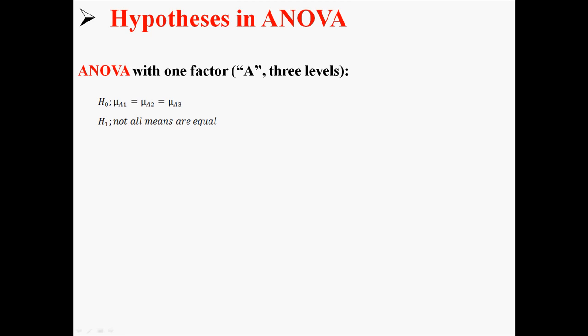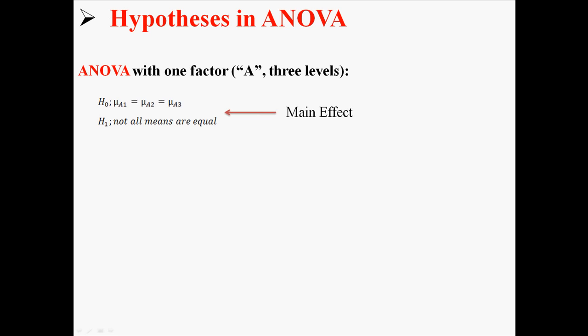Now, hypotheses in ANOVA. Imagine you have one factor with 3 levels. Your null hypothesis is that all 3 levels are equal to one another. Your alternative is that not all means are equal. Now, you can't write A1 is not equal to A2 is not equal to A3, because that would imply that all 3 means are different. Maybe only 1 and 2 are different, and maybe only 1 and 3 are different. So your alternative has to be written as not all means are equal.